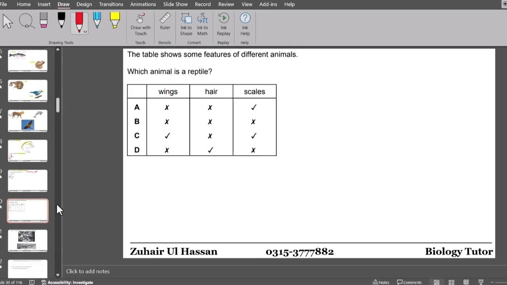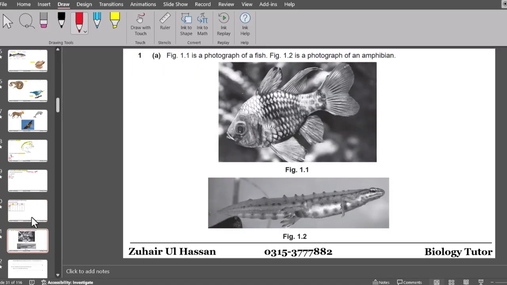The table shows some features of different animals. Which animal is a reptile? Wings are only in mammals as well as in the birds. So it must be a cross, because reptiles don't have wings. Reptiles also don't have hair present. Hair is only present on the skin of the mammals. But yes, scales are present there. So option A is the correct one, because wings and hairs are not present in the reptile. They have scaly skin.